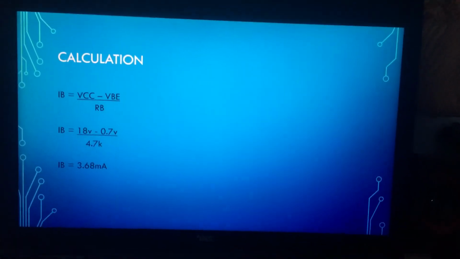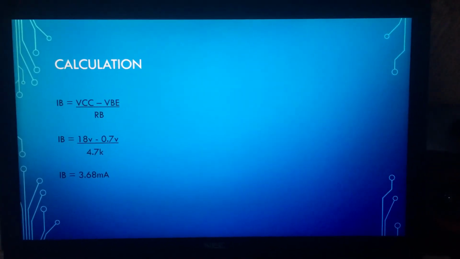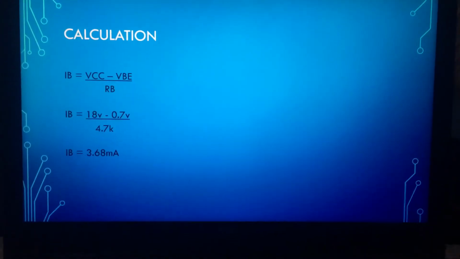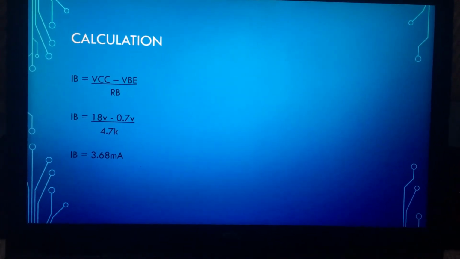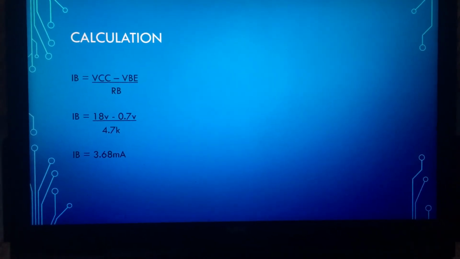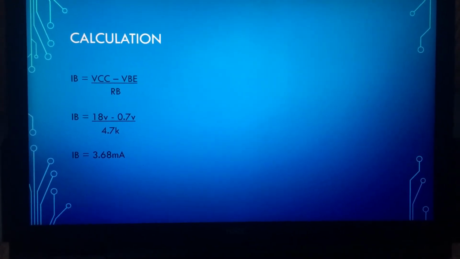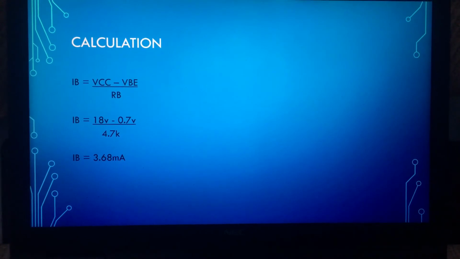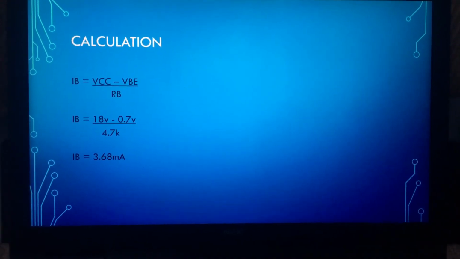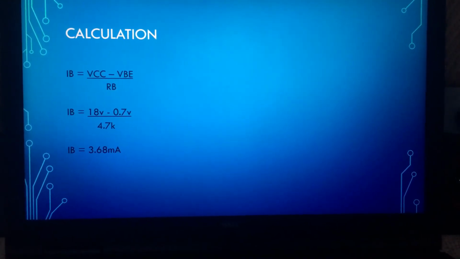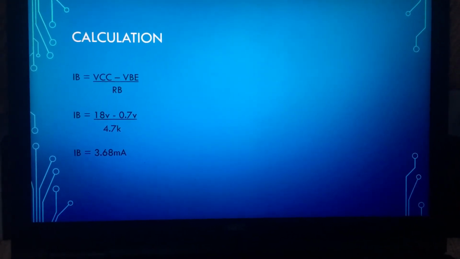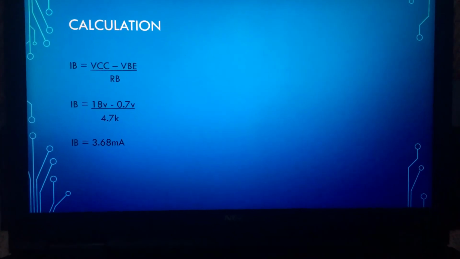Okay, next, for the calculation question. Okay, we need to determine IB. Basically IB is equal to VCC minus VBE over RB. So we get IB as 3.68 milliampere. Next.